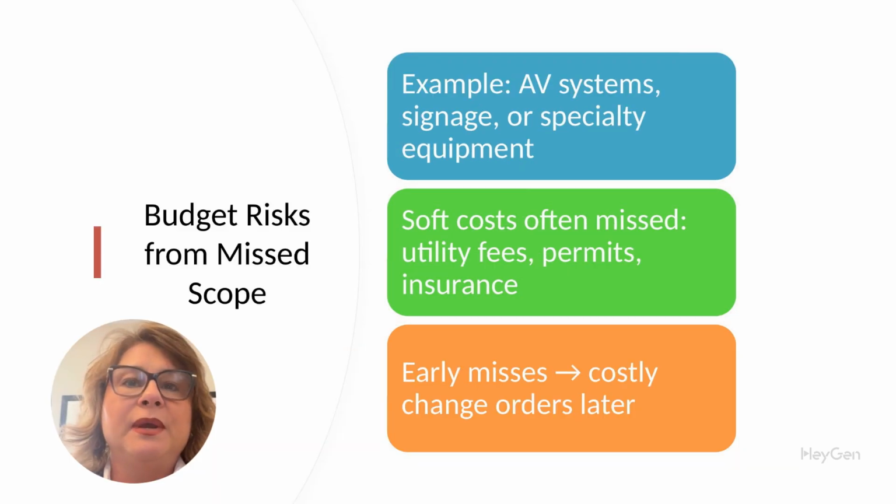Missing scope can kill a budget. Examples: no allocation for site utilities, FF&E not included, ignoring escalation on long-term projects. These issues may not show up until the buyout or even construction phase. By then, it's too late. Estimators must flag these early.